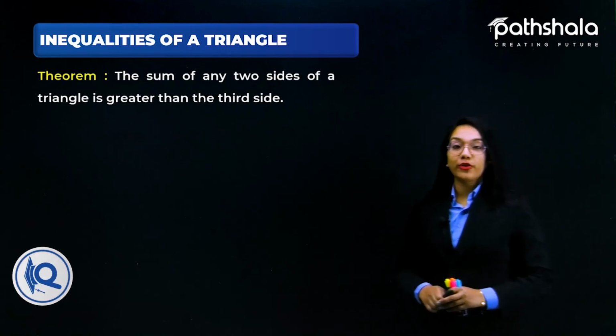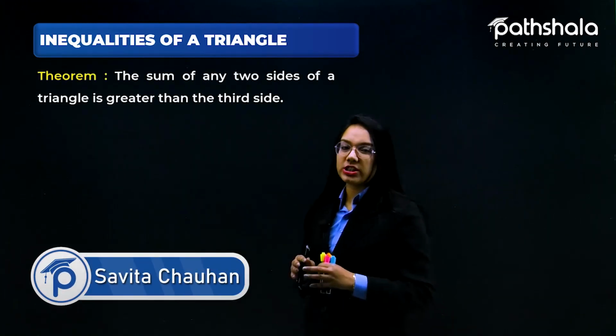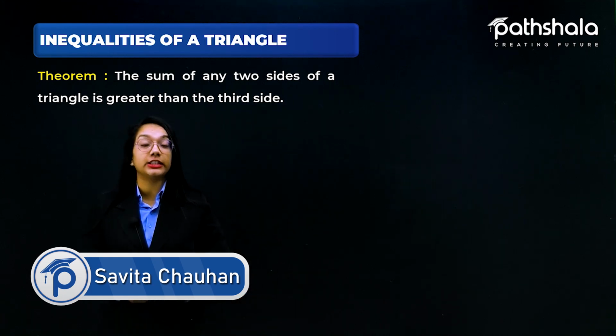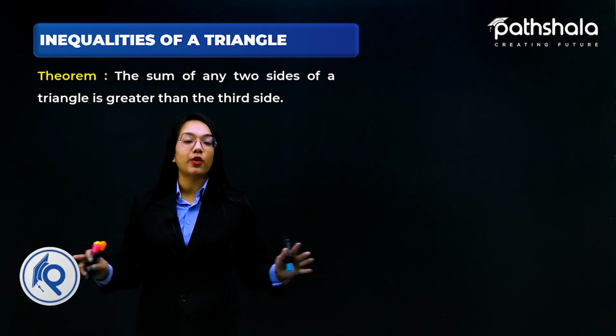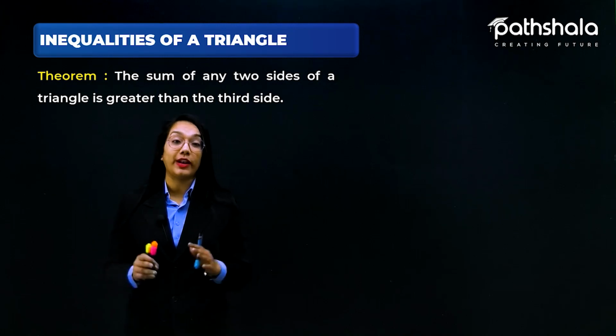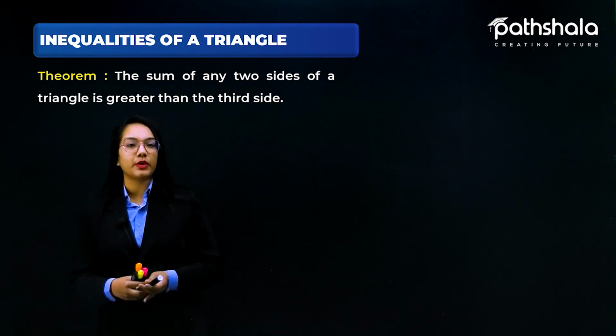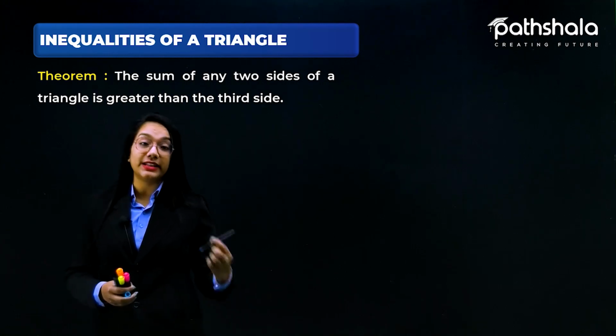Now let's move on to theorem number 3, which says that the sum of any two sides of a triangle is greater than the third side. So here we are talking about inequalities rather than equality. If we take the sum of any two sides of a triangle, then it is always greater than the third side.